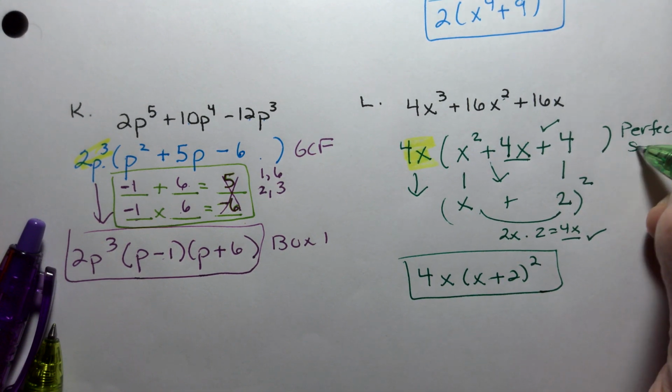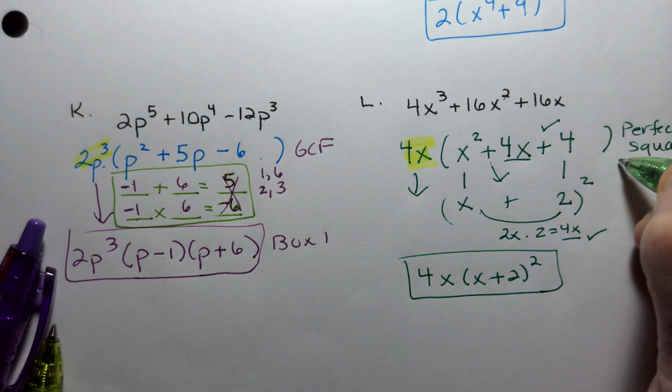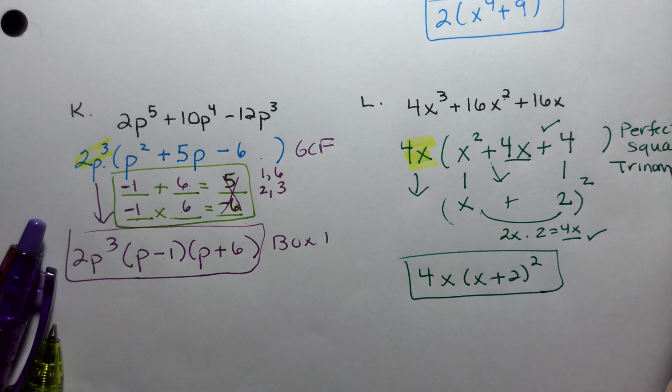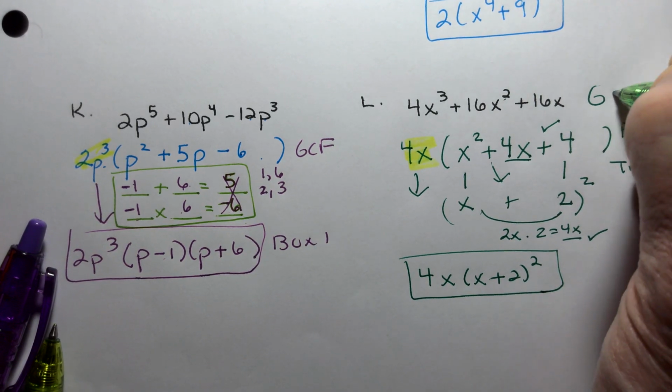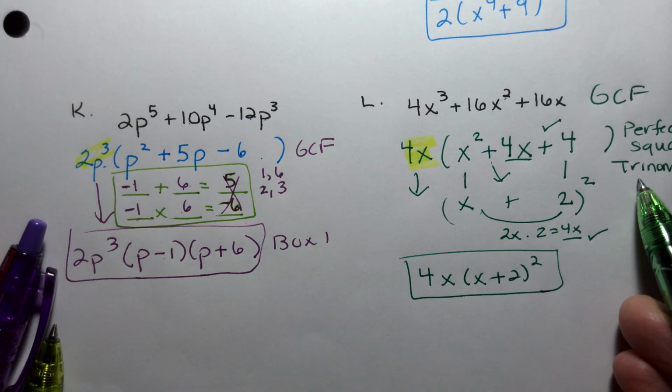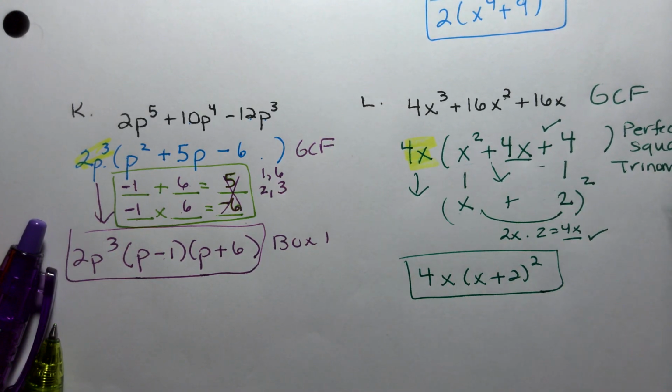What else could you have used here? Yep, you could use box 1. So we used GCF and then perfect square trinomial, but you could have used box 1 and got the same answer there.